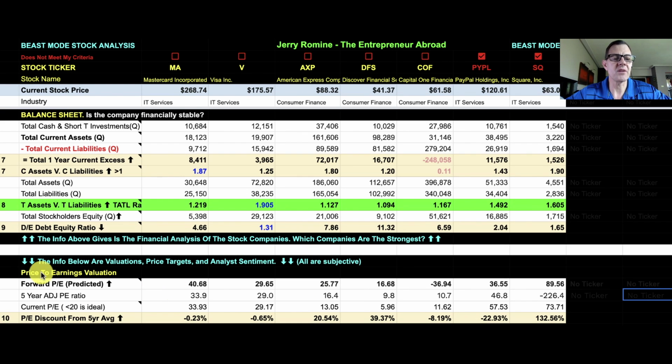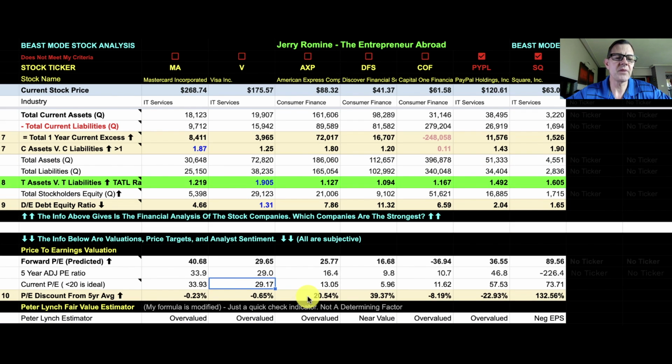We're looking now at the price to earnings valuations, and we've got some different PE ratios here. We've got a forward PE, a 5-year adjusted PE, and we've got the current PE ratio that we already have from above that we're bringing down, and then we've got the PE discount from the 5-year average. And this is just a quick check to see whether or not we're buying at a discount to the 5-year average.